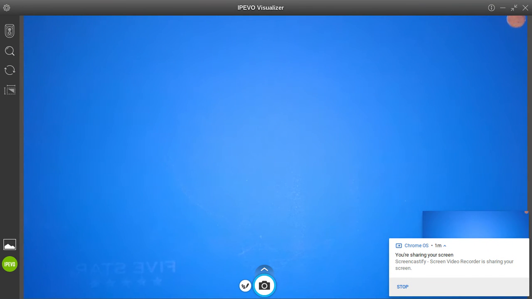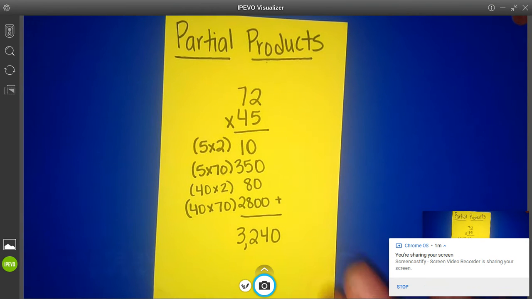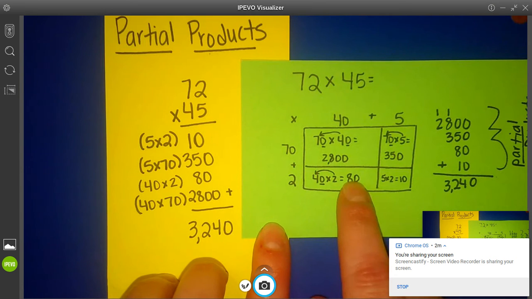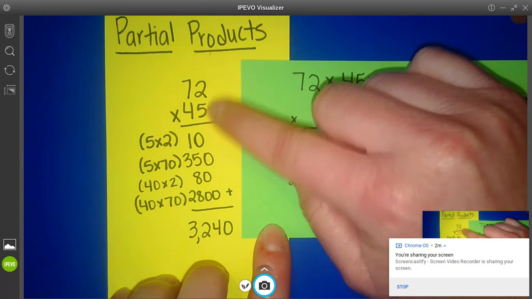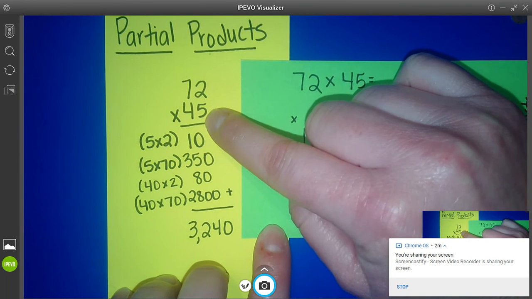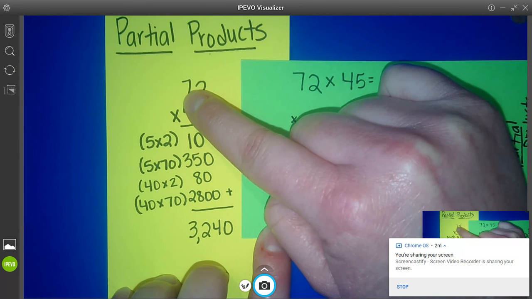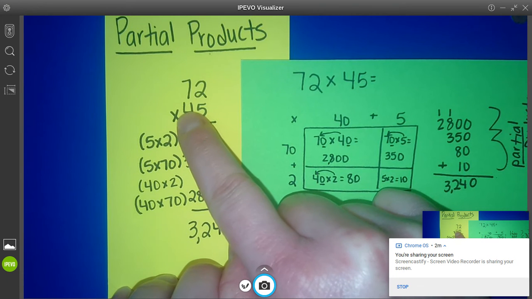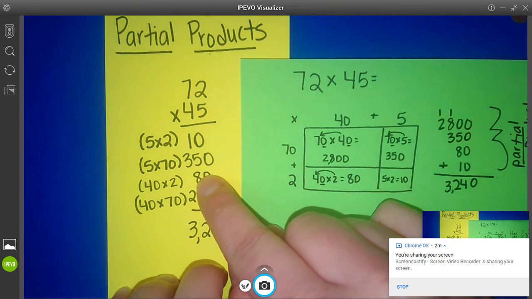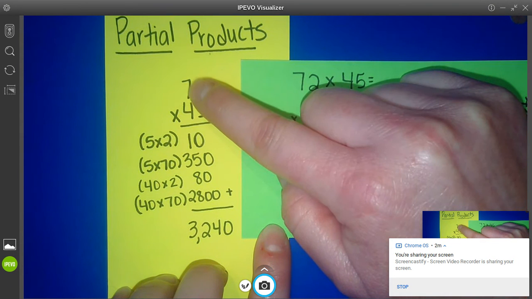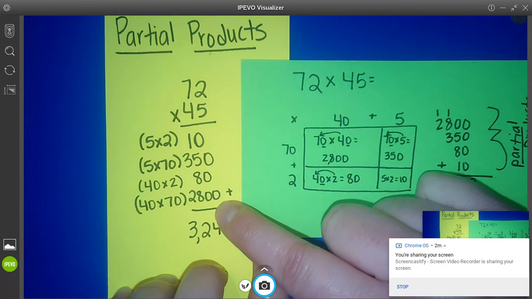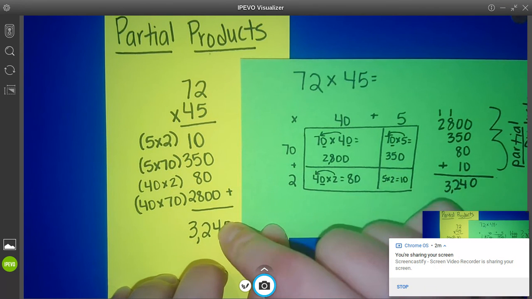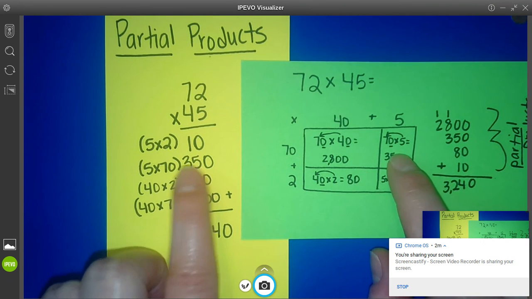Our fourth strategy, okay, this is just doing partial products with the standard algorithm. Notice though that we're going to be using the same partial products from here. Okay, so I have my 5 ones times 2 ones to get 10. I have my 5 ones times 70, because that's in the tens place, to get 350. Then I'm going to go to my tens place. So that's now 40 times 2, which is our 80. And then my 40 times 70 to get 2,800. Then I have my partial products, add them to find your total product. Notice how my partial products are the same numbers there.